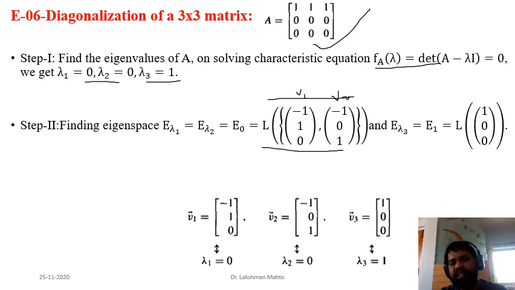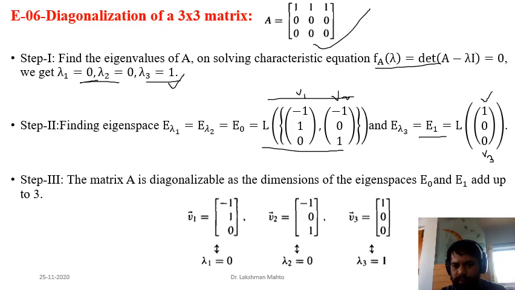It is spanned by two vectors, call this one v1 and this one v2. These are eigenvectors of the given matrix A associated with eigenvalue 0. With respect to eigenvalue 1, you find another eigenspace, which we call E1. The basis of E1 is the vector 1 0 0. Call it v3, the third eigenvector of this matrix, associated with eigenvalue 1. So v1 and v2 are two eigenvectors associated with the single eigenvalue 0, and v3 is the single eigenvector associated with eigenvalue 1.